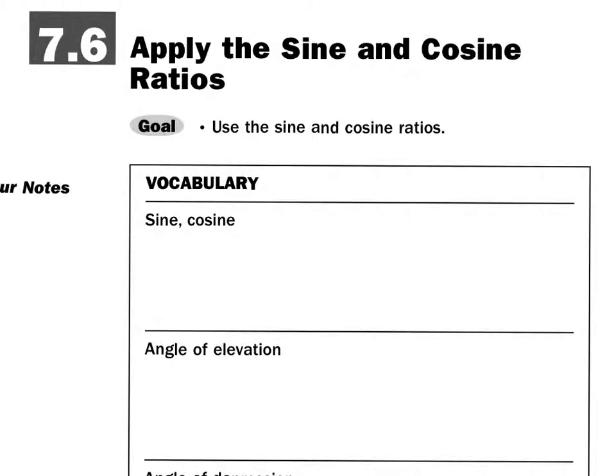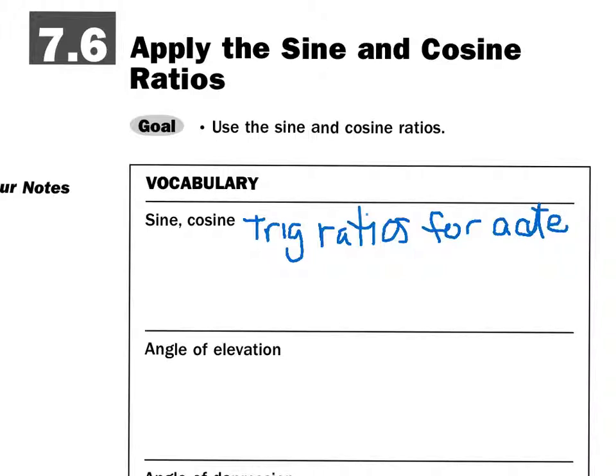7.6. Apply the sine and cosine ratios. Vocabulary. Sine and cosine. Sine and cosine are trig functions, or trig ratios, for acute angles in a right triangle.